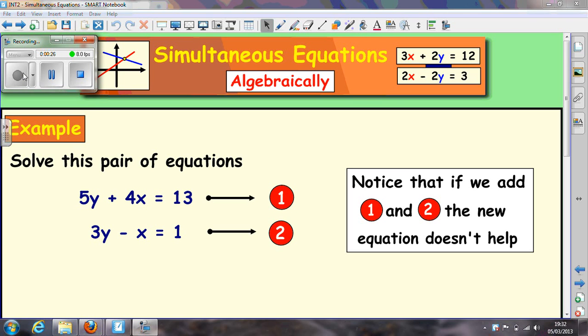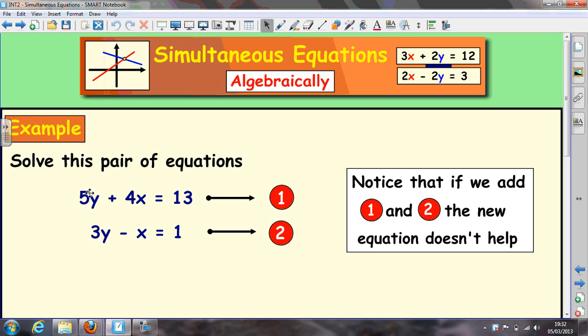Now if you add the two equations together at the moment, then all that's going to happen is you're going to get 8 lots of y. The 4 add negative 1 is going to give you 3 x's, and 13 add 1 is going to give us 14. So at the moment, it doesn't really help us to add the two equations together.